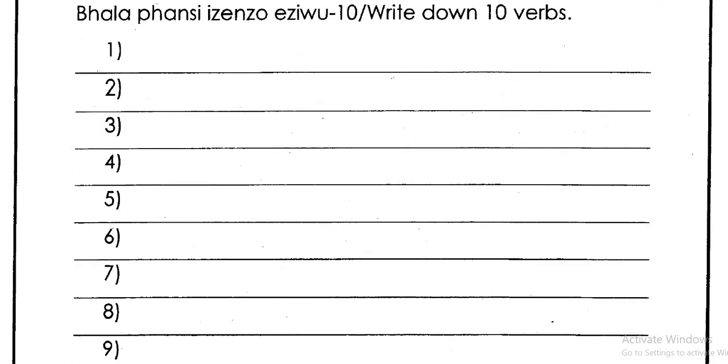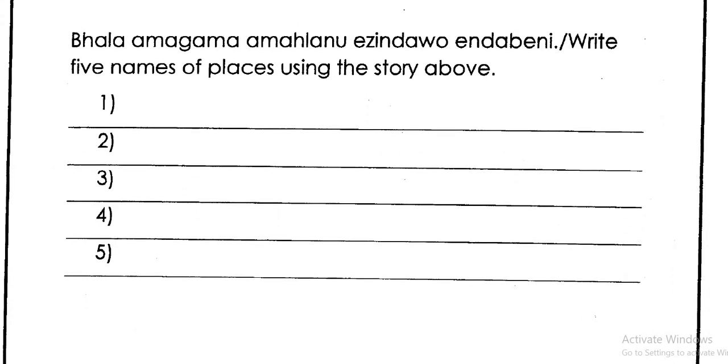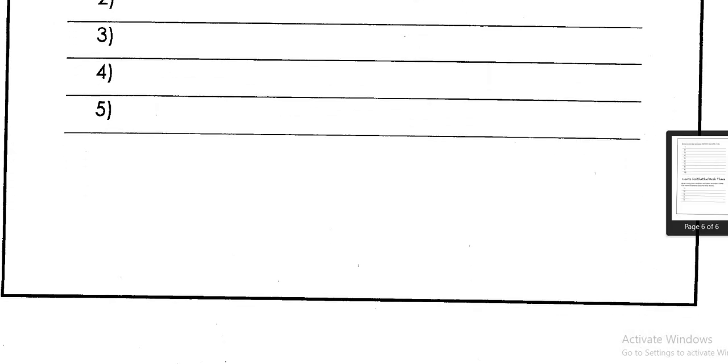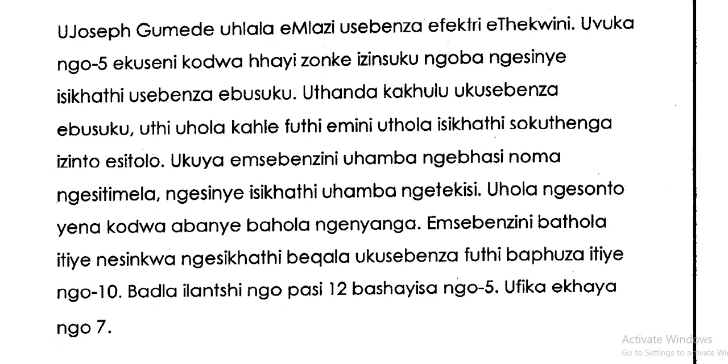All right, this is going to be an activity. Then by looking there, they must be able to write verbs. Then in week 3, okay, bala amagama amahlanu ezindawo. Ezindawo means places. Then they go back to the story, to the A, E, I, O, U, and they must know that places in isiZulu start with the A.